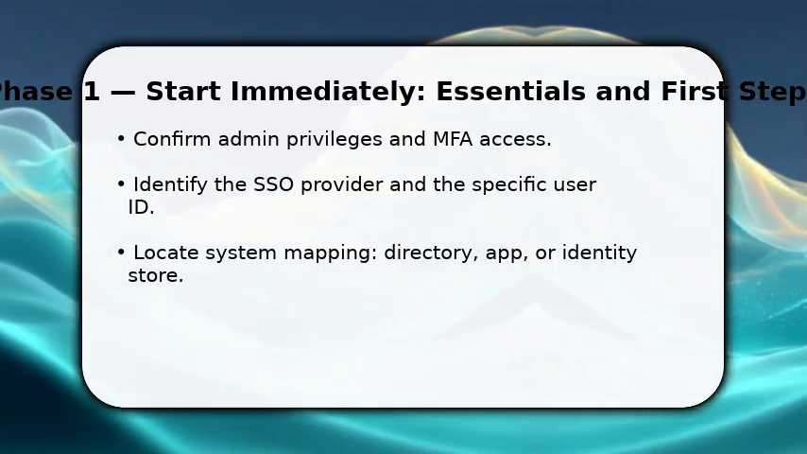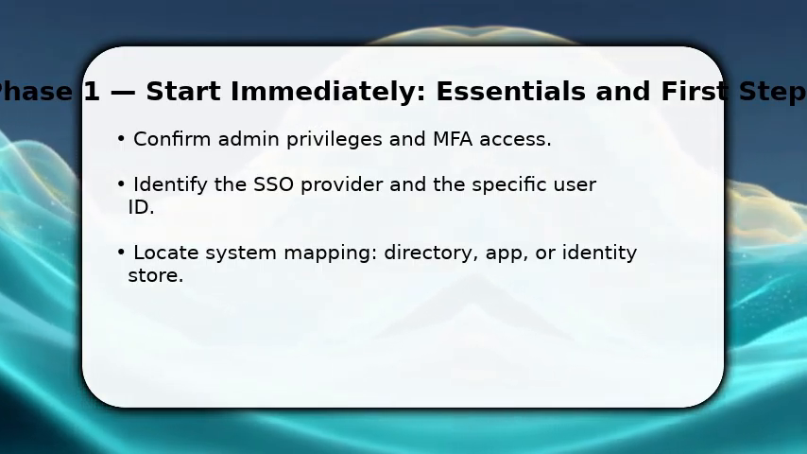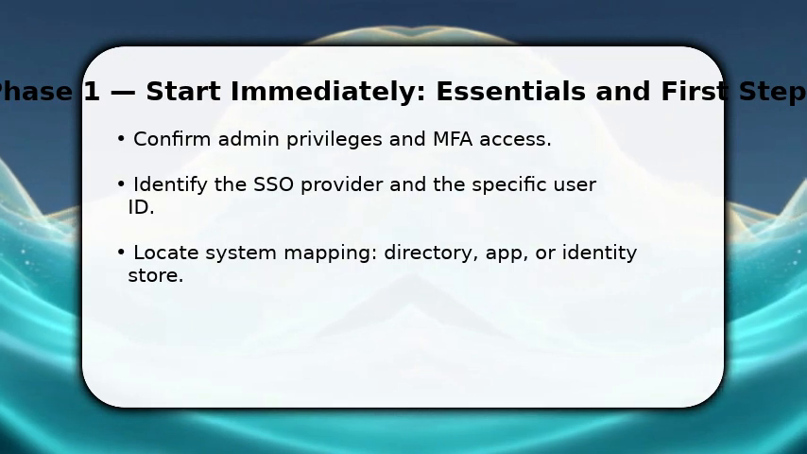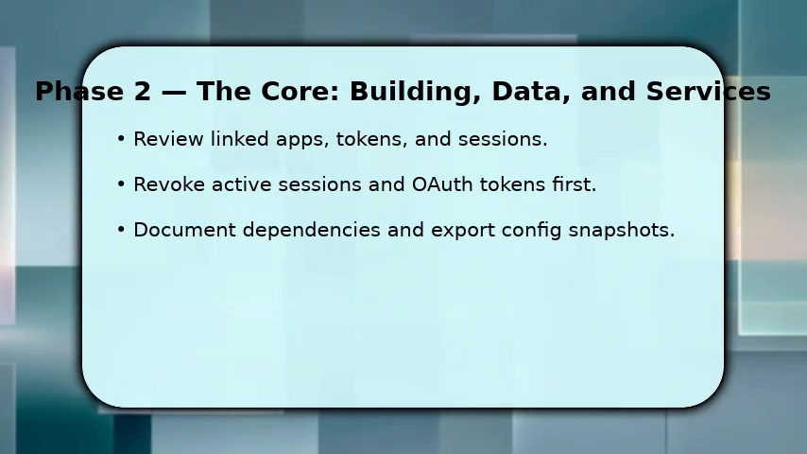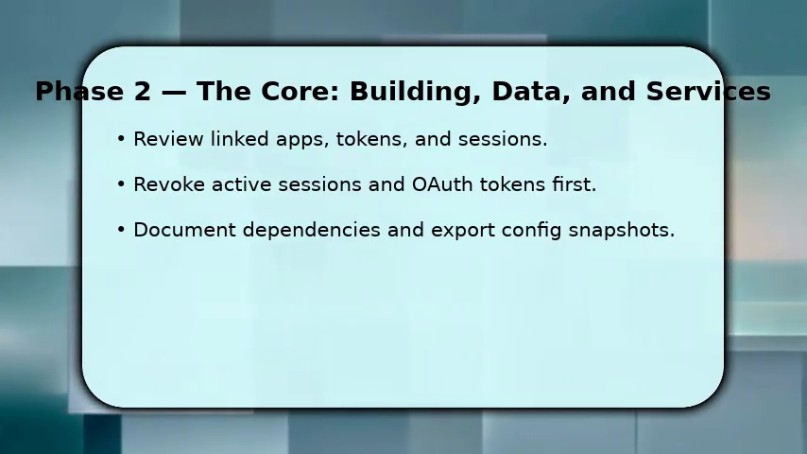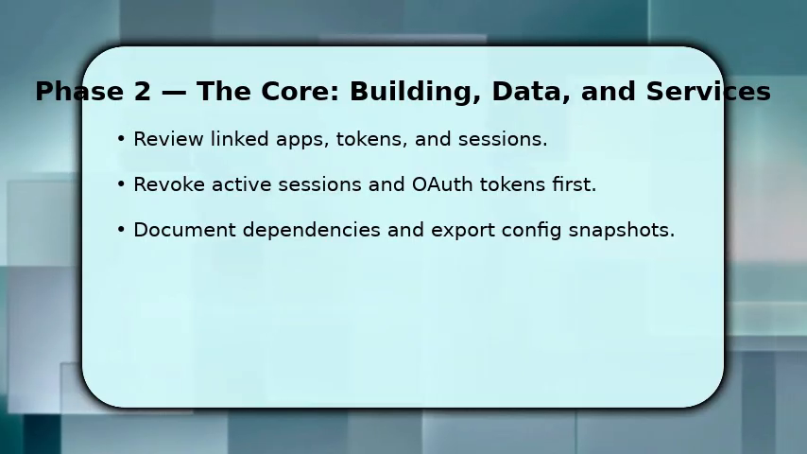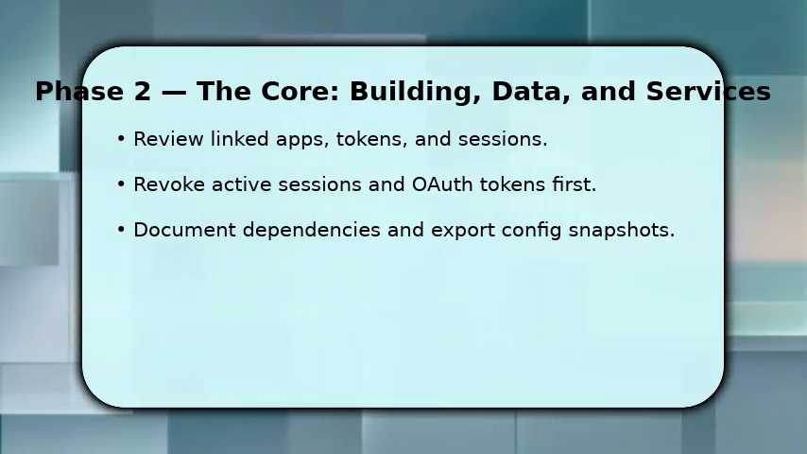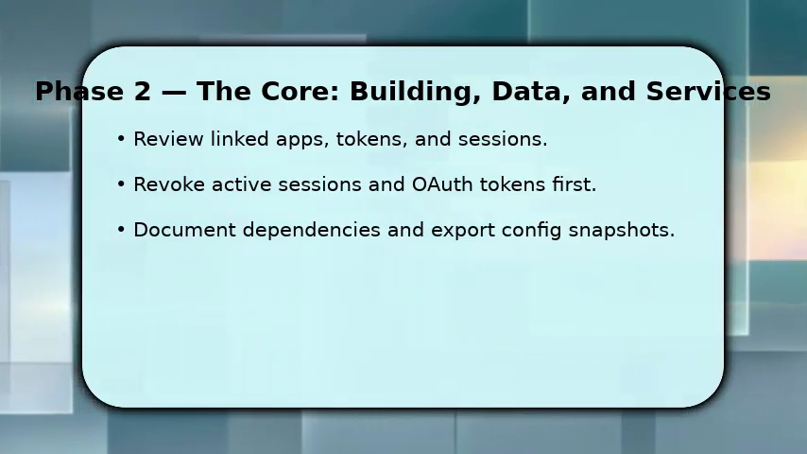Make sure to note linked resources and any dependent apps before proceeding, so you won't orphan accounts or lose access unexpectedly. You now validate all links. List connected applications, active tokens, and current sessions tied to that SSO ID. Revoke active sessions and invalidate OAuth or API tokens first to stop ongoing access. This prevents race conditions when you remove the identity.